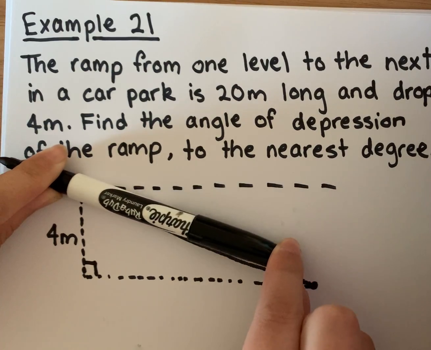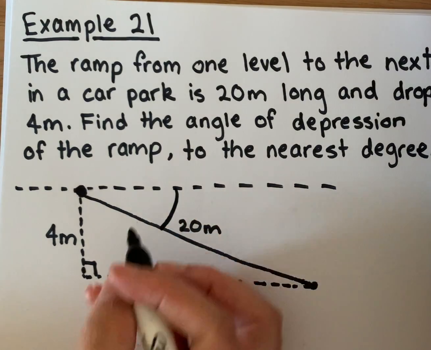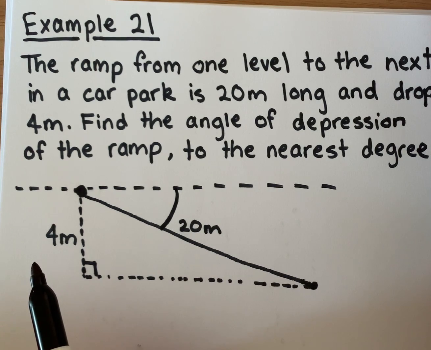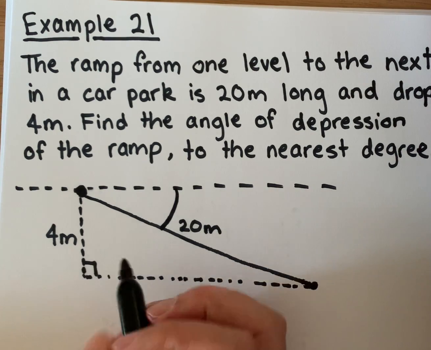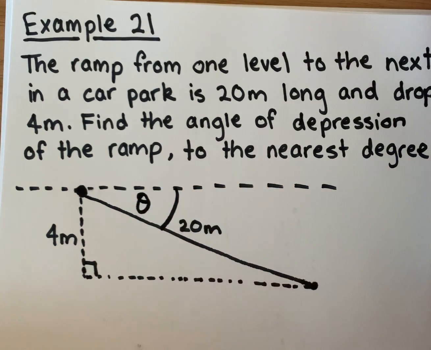So you can see that that creates an angle inside here. So this is the angle that we want to find. It says find the angle of depression to the nearest degree. So we don't actually know the value here, but we can label it with one of the pronumerals that we use to label unknown angles. So let's call it theta.